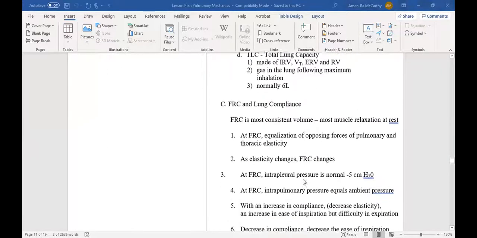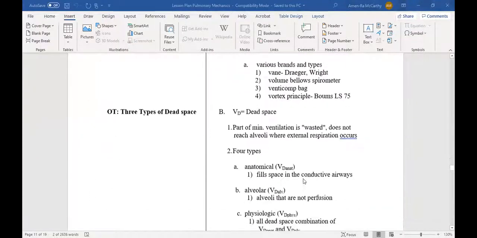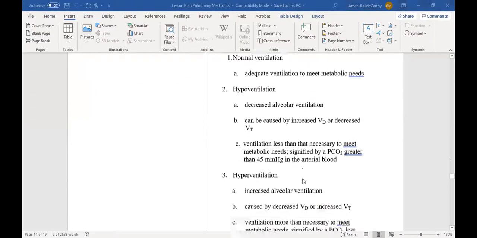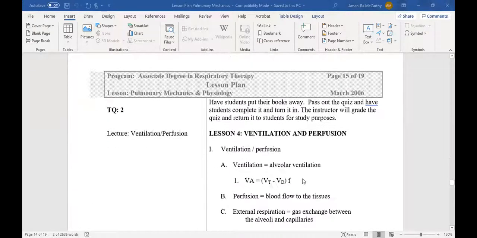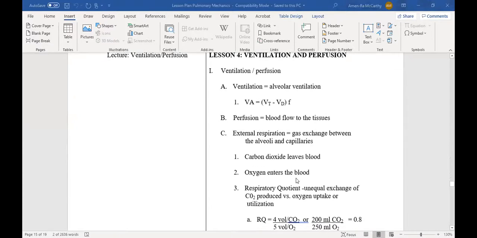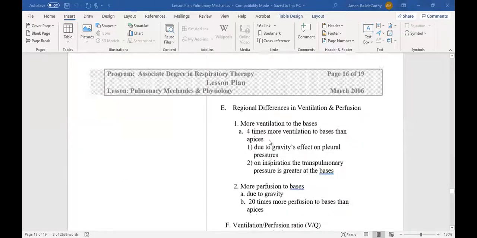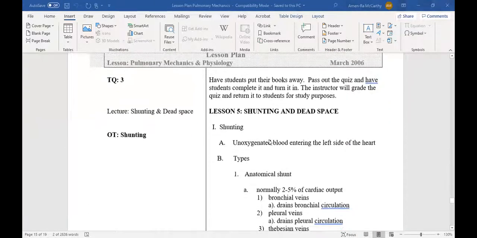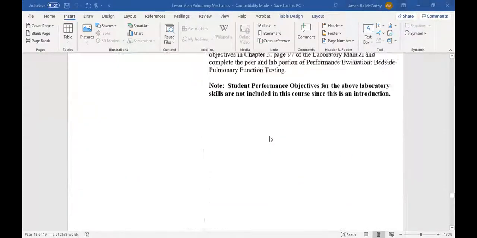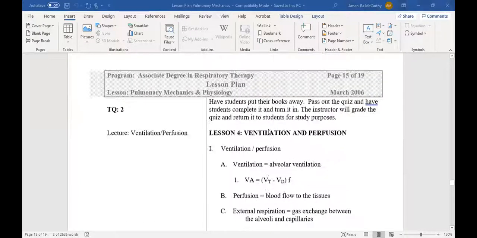All right, so we talked about those FRCs, dead space, ventilations. Ventilation and perfusion is what we're going to work on. Let me see how much is after this. Dead space, a region of difference. I'm going to do that on Monday. It's just two pages left.